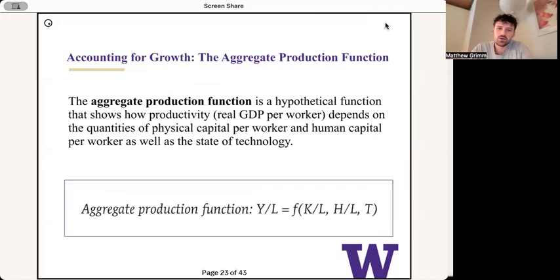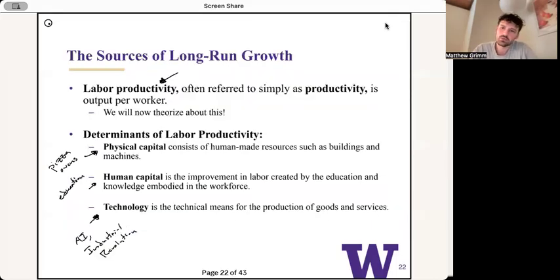Okay, so we have this aggregate production function. It's the framework that we're going to use. It shows how productivity, which again is the real GDP per worker, depends on the quantity of physical capital per worker and human capital per worker, as well as the state of technology. This is a pretty common thing that we use in economics. We say, okay, we want to study labor productivity. What are some things that we know will drive labor productivity? We have our three bullet points right here.